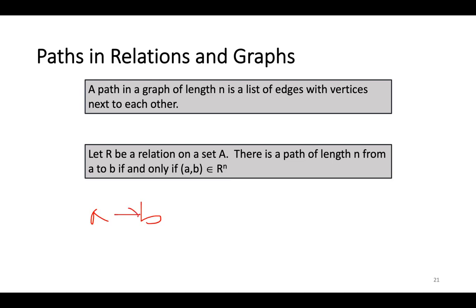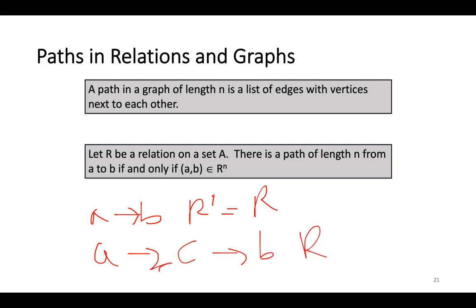A simple path is about R^1, and that is the same as R. If there is another path A, C, B, that is R squared, because you have one more vertex between those two. Anyway, this is about paths, and this is kind of a relation.